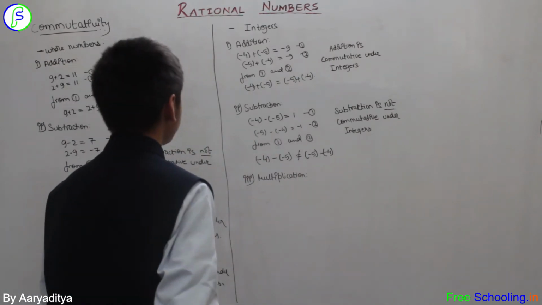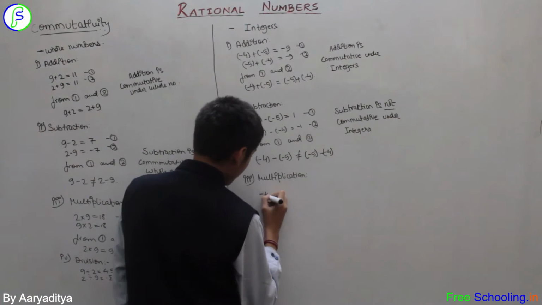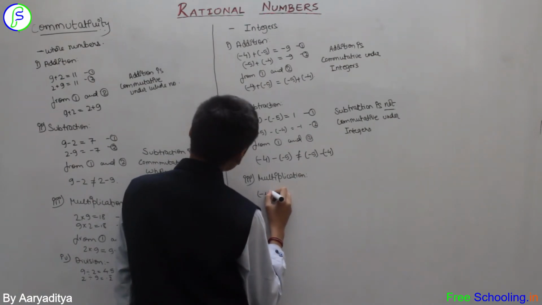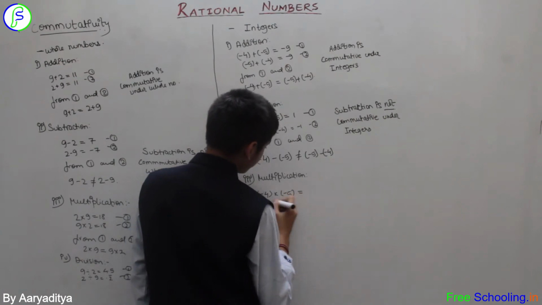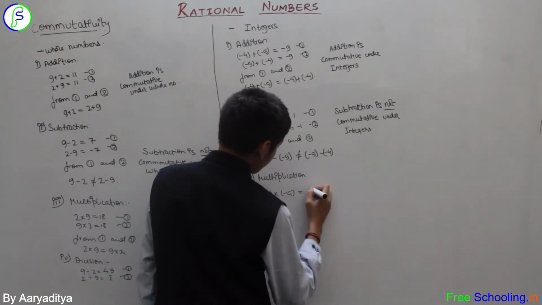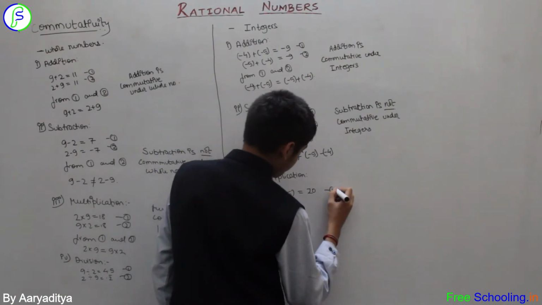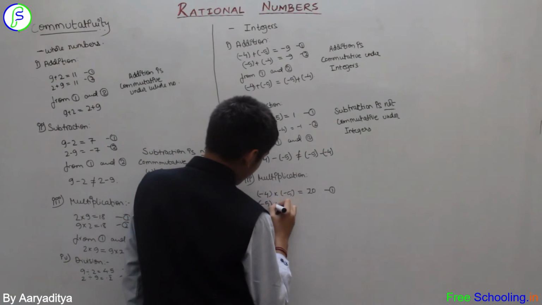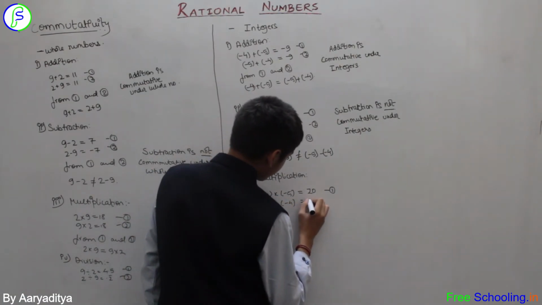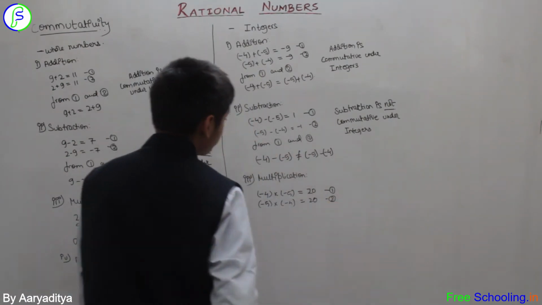Now we got multiplication. What do we do? Very easy. Again, taking the same examples, minus 4 into minus 5 is equal to, minus into minus we get plus, that is plus 20. Let this be equation number 1. And if we take minus 5 into minus 4, that would be plus 20, equation number 2.